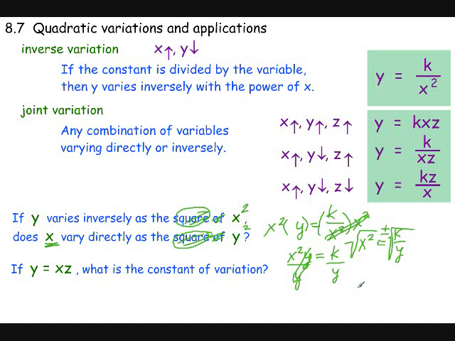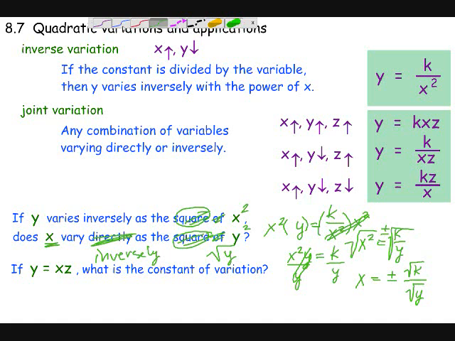Yes, plus or minus. So x is equal to plus or minus the square root of k over the square root of y. So no, this is definitely a no. X is varying inversely, right? Inversely. And it's not as the square of y, it's as the square root of y. This is a total, oh, I even have to put this in red. This is going in red. No.